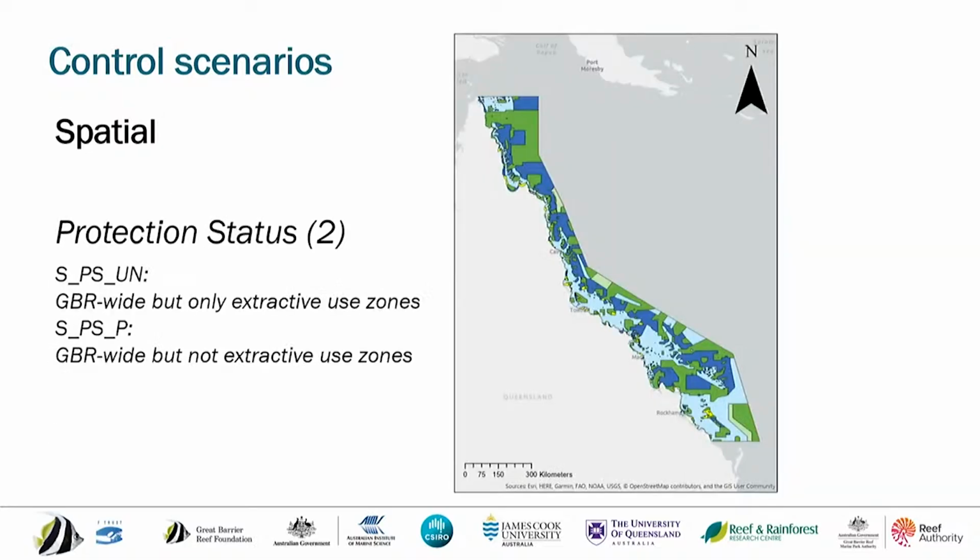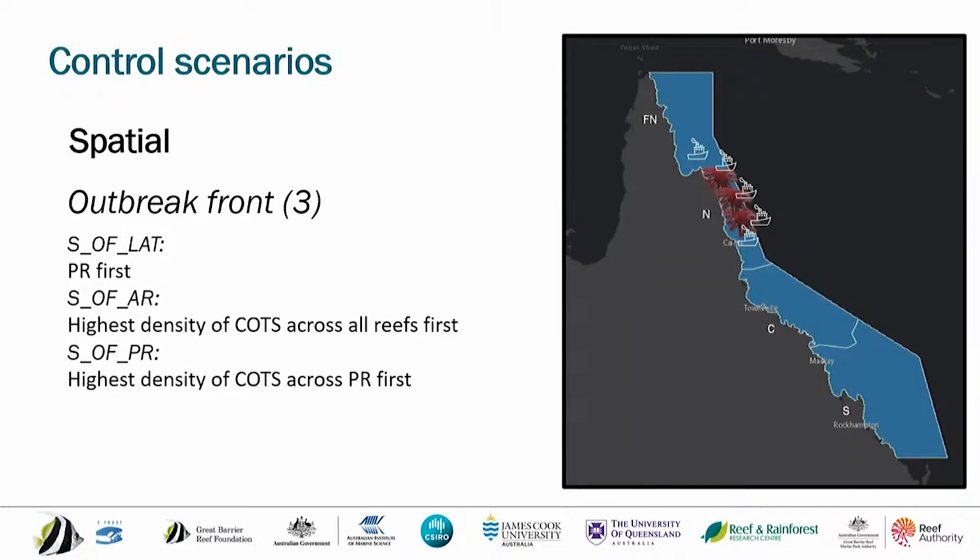Then we have another spatial group, that's protection status, where we look at applying GBR-wide effort, but one scenario is only extractive use zones, and the other one is any but extractive use zones, to see if that makes an impact. And the third spatial group is following the outbreak front. So there we have 3 sub-strategies, depending on what the guiding principle is on where we apply the effort.